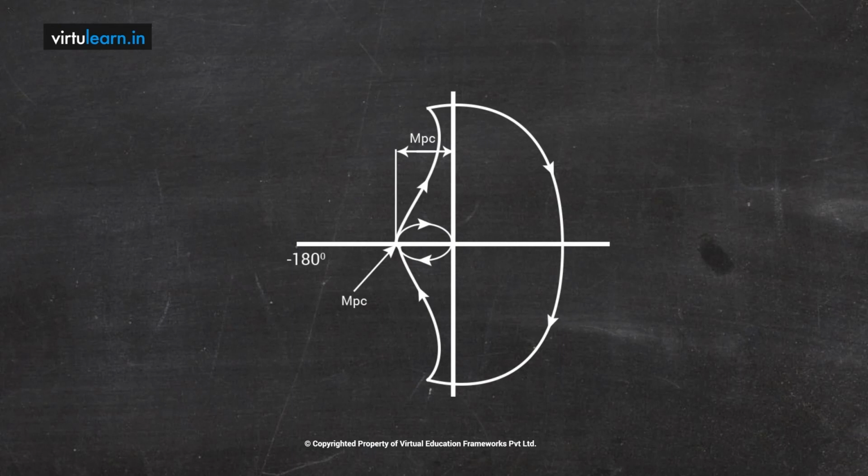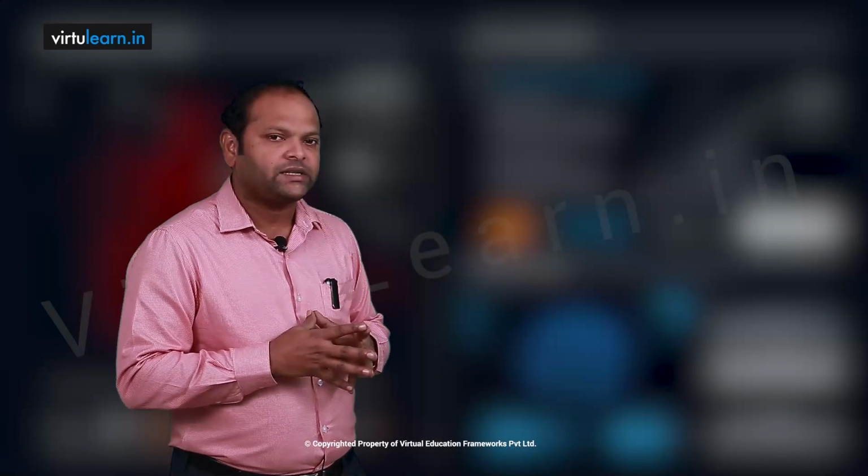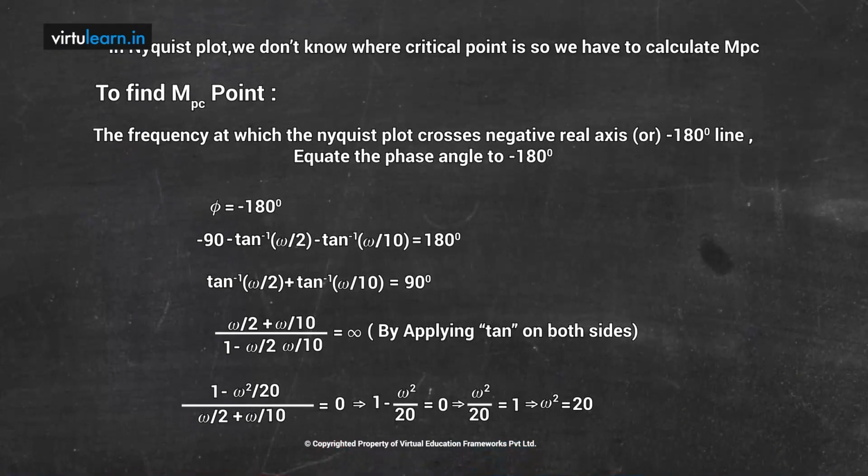The frequency at this point is called the phase crossover frequency, and the distance from the origin to the intersecting point is the MPC. So we need to know what the MPC value is and also what the frequency at that point is. To find that, let us solve for MPC.